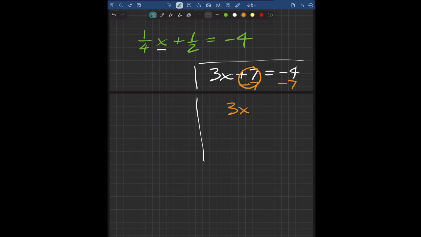That then tells me that I have to do this also on the other side of the equation. The negative 7 has to be applied to both sides of the equation. So this becomes a 0, and I get 3x on the left. Negative 4 minus 7. So I'm at negative 4. I'm going to move to the left 7 units. That's negative 11. And then divide both sides by 3. And I get x equals negative 11 thirds.